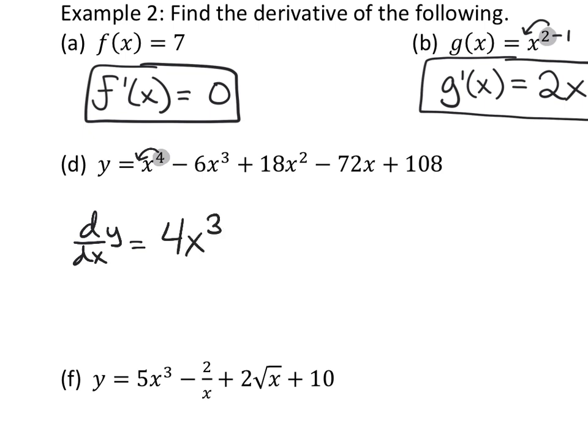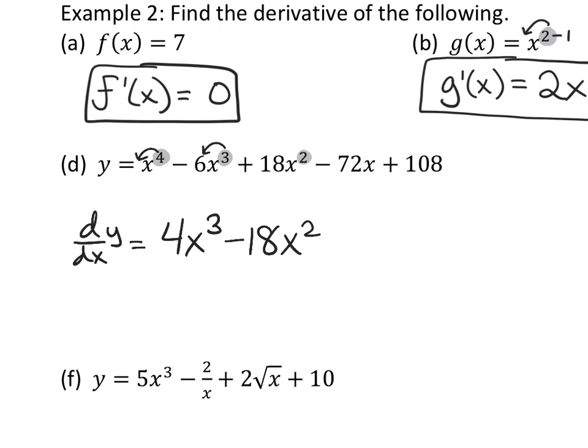4x cubed. 4 minus 1 is 3. Part of it done. We go to the next part. We do the power rule again because you have another power. Negative 18x squared. Very good. I keep going. I go to the next term. I got a power again.